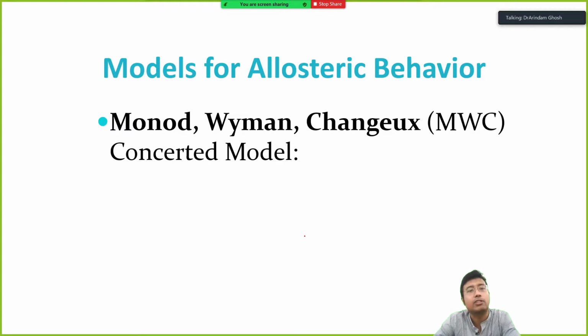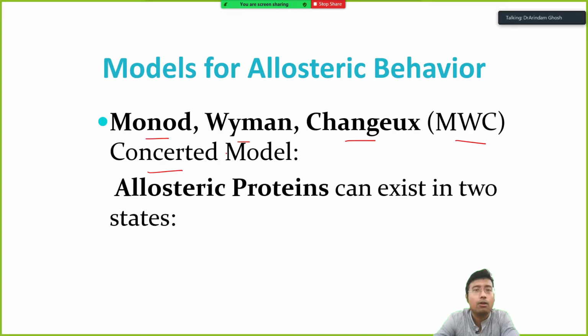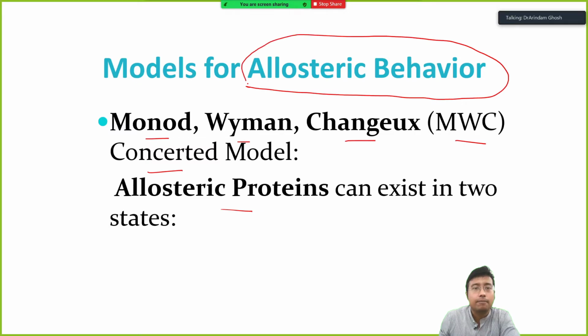The first model that you need to know is the MWC model: Monod, Wyman and Changeux. This is also known as the concerted model. They first proposed that allosteric proteins, mind it, this is a model for all allosteric proteins, any protein that shows cooperativity, can be explained by this model. So this also applies to hemoglobin.